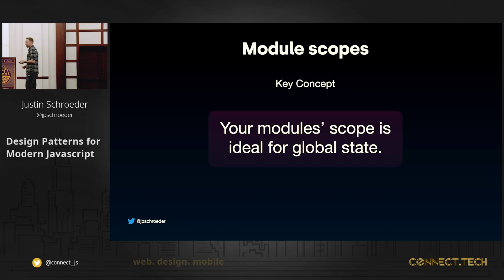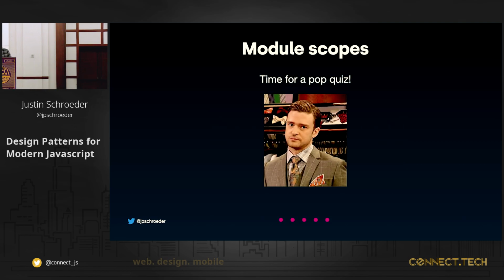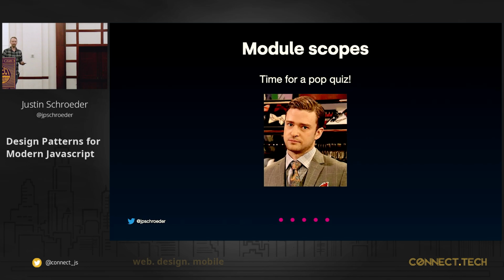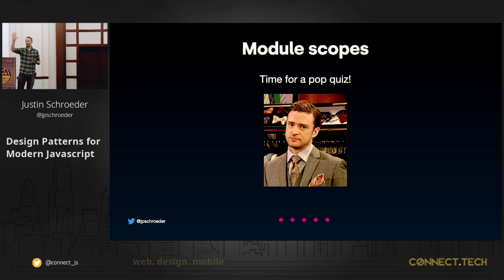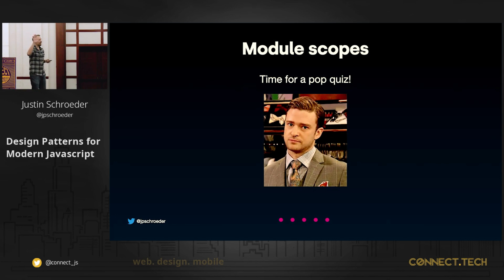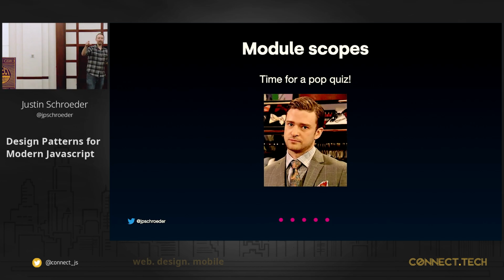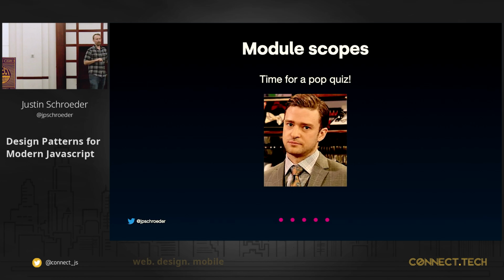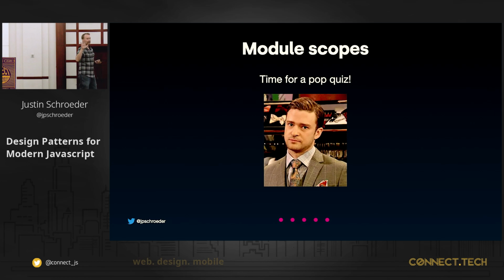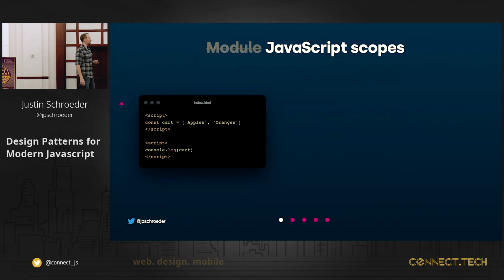Ideal for global state. Let's talk about that. Pop quiz. All right, here's what we're going to do. I've got 5 questions. We're going to walk through a tiny snippet of code, and then in your mind, I want you to guess what the output of this code is going to be. You have 5 seconds on each of these after we talk through it.